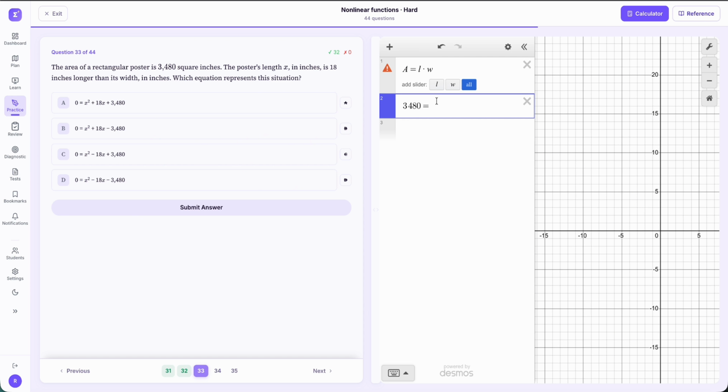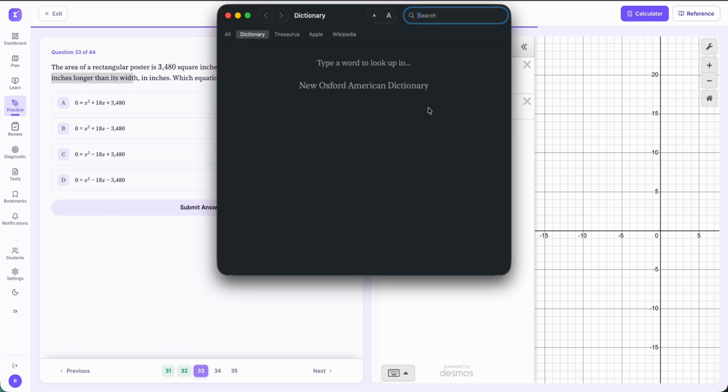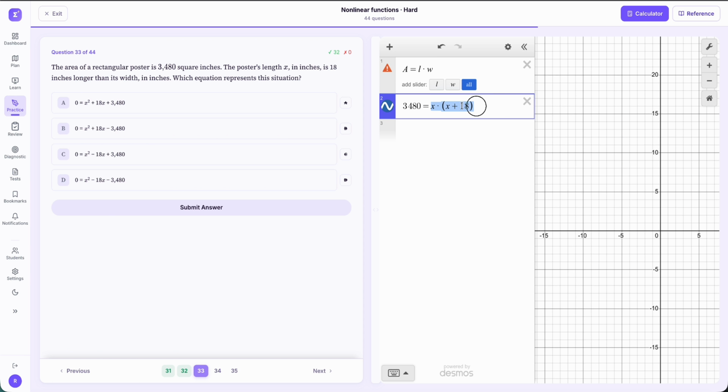Now we got to fill in length and width. This is where people are going to mess it up. They're going to think this is x and then x plus 18. That's the mistake people are going to make because they read 18 inches longer. But here's why that's not going to be it, and why you got to read carefully. They told you that length is x. It says the length is x, so we'll put that in there.